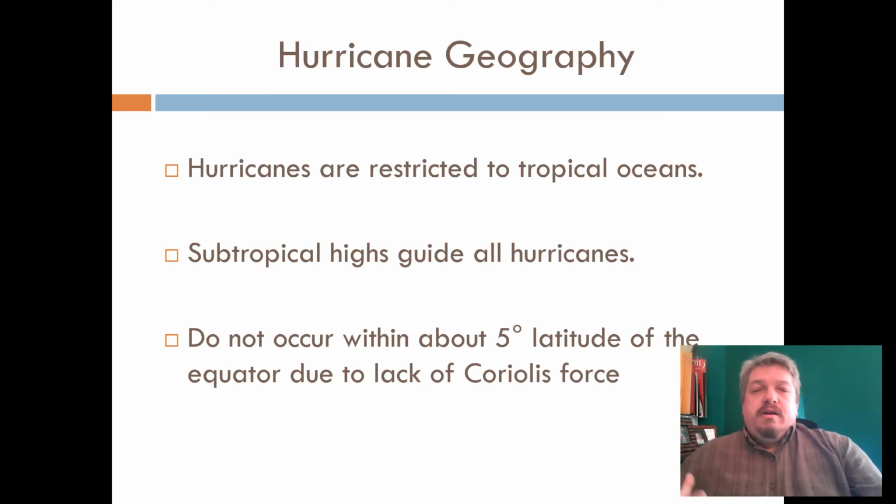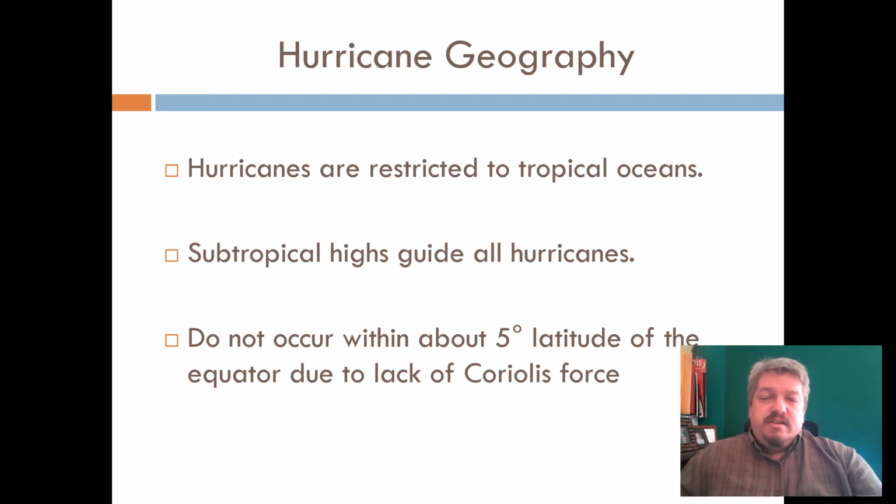So, the geography of hurricanes is limited by what it needs, right? It needs to have warm tropical oceans. So, you're not going to see a hurricane form near Antarctica, too cold. You're not going to see one form off the coast of Alaska or Argentina, too cold.